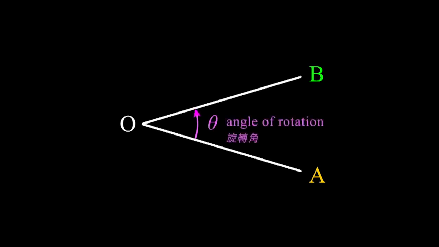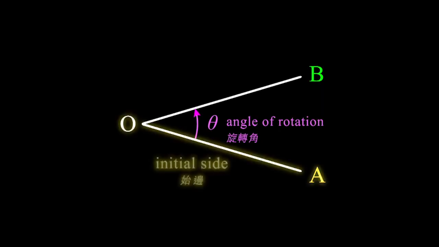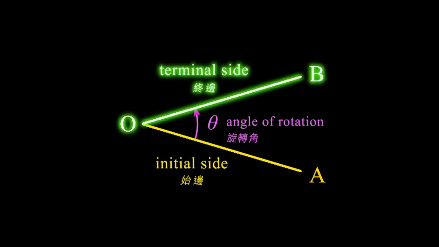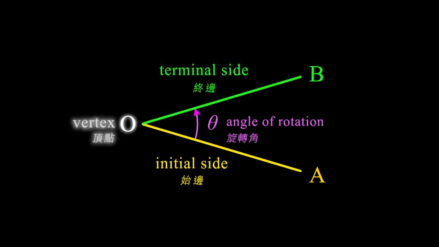This is a line segment OA. If OA is rotated about point O through an angle theta, then angle theta is called the angle of rotation. In addition, OA is called the initial side. OB is called the terminal side. And point O is called the vertex of angle theta.